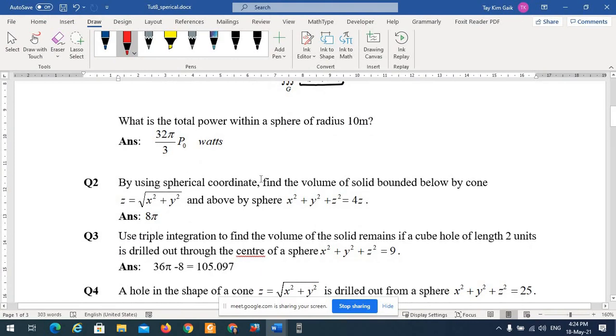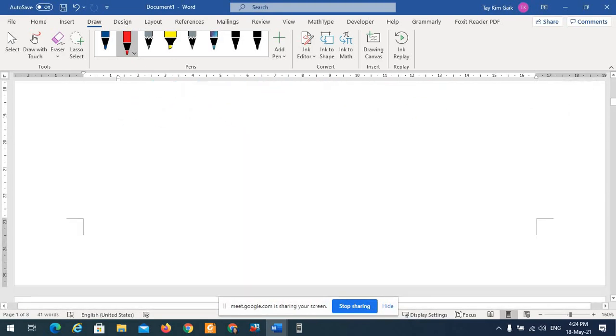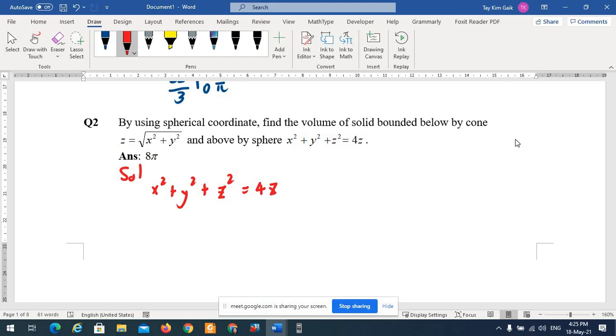The second one. Question 2 is to find the volume of the solid bounded below by the cone and above by the sphere x squared plus y squared plus z squared equal to 4z. Notice in this sphere equation, the right-hand side is 4z. Normally we have it equal to r squared, where r is the radius of the sphere. I think it's similar to the assignment question also.